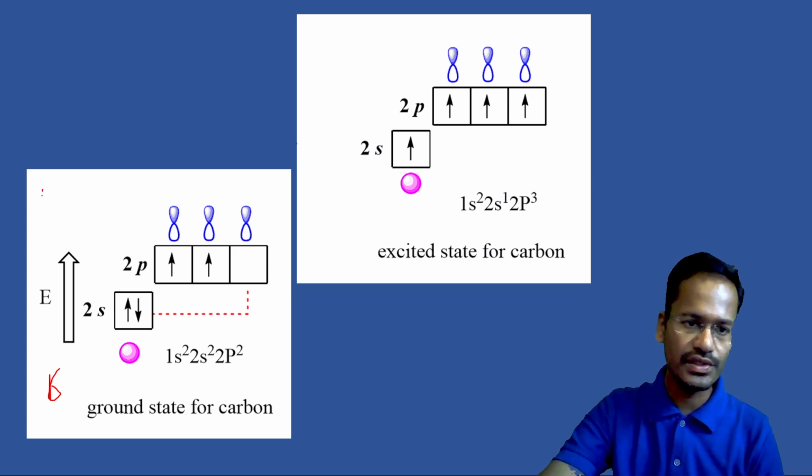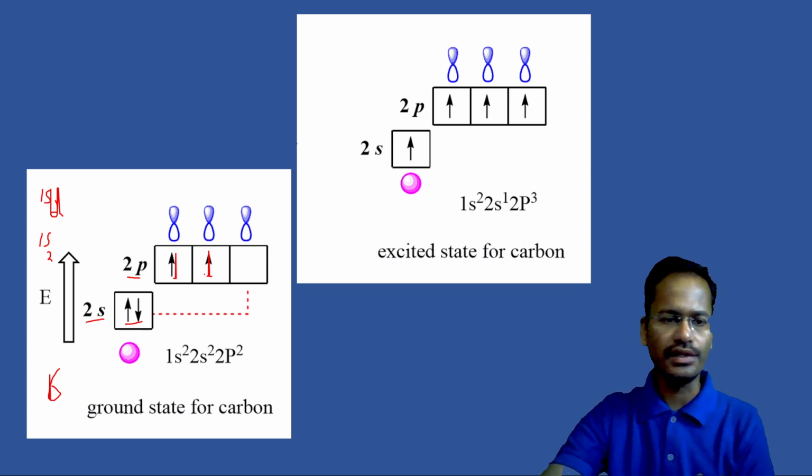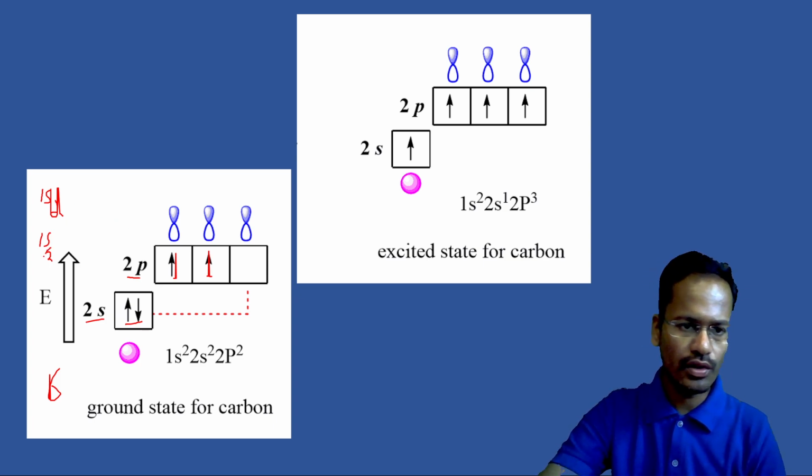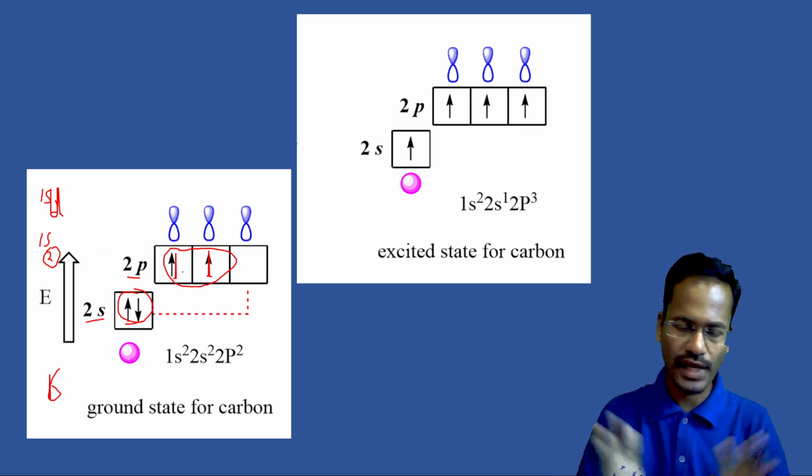What's going to happen is, in 1s we are going to have 2 electrons, and later in 2s we are going to have 2 electrons, and later in 2p we are going to have 2 electrons. So totally, here 2 electrons, here 2, and here these 2. So 2 plus 2 plus 2, 6. The total number of electrons is satisfied.